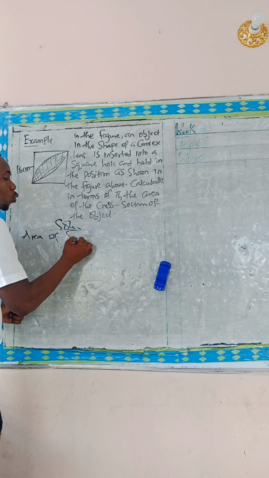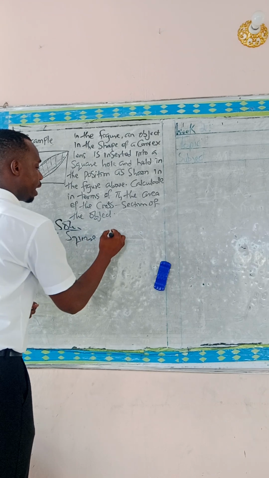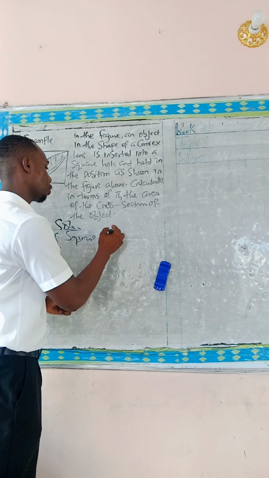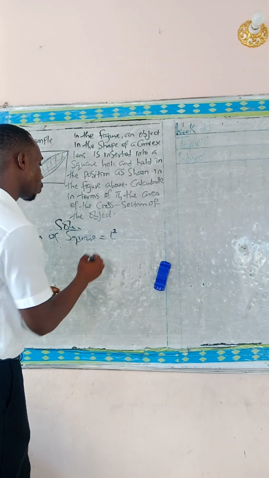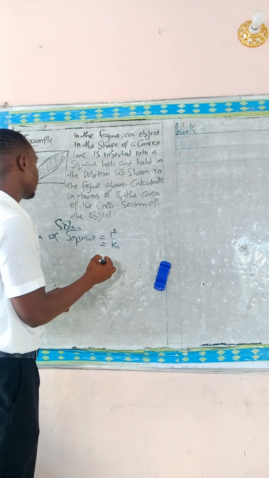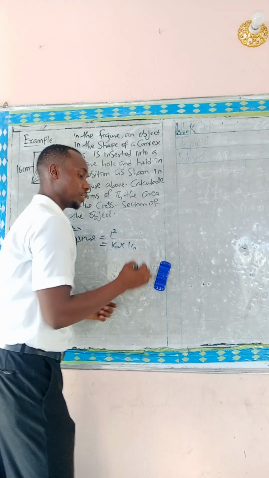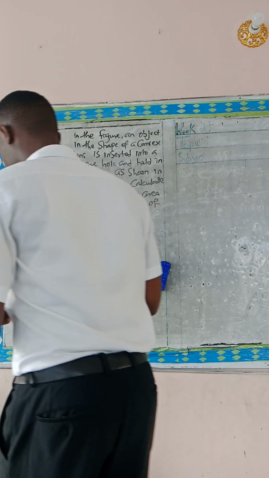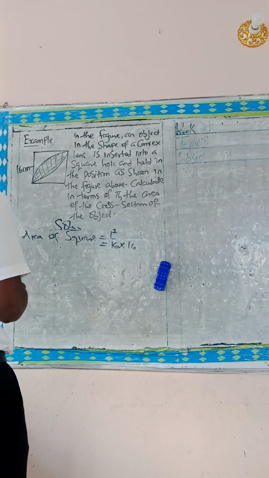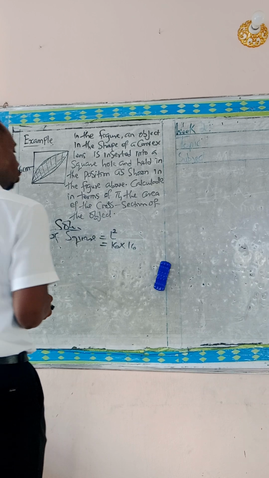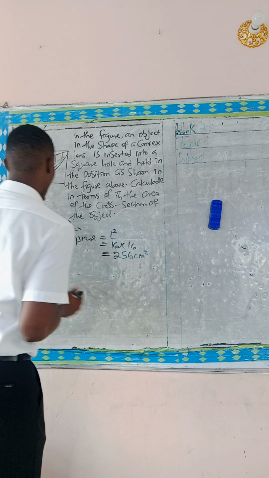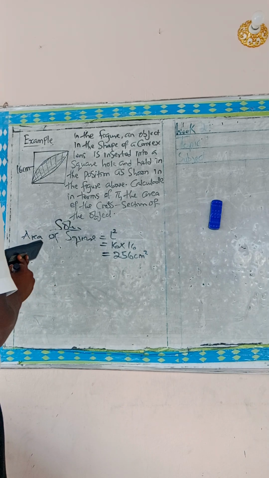Area of square is length times breadth, respectively. Depends on who you are asking. So let's leave it as L squared. So this gives us 16 times 16, and we have calculated it to be 256 cm squared. That becomes the area of the square.